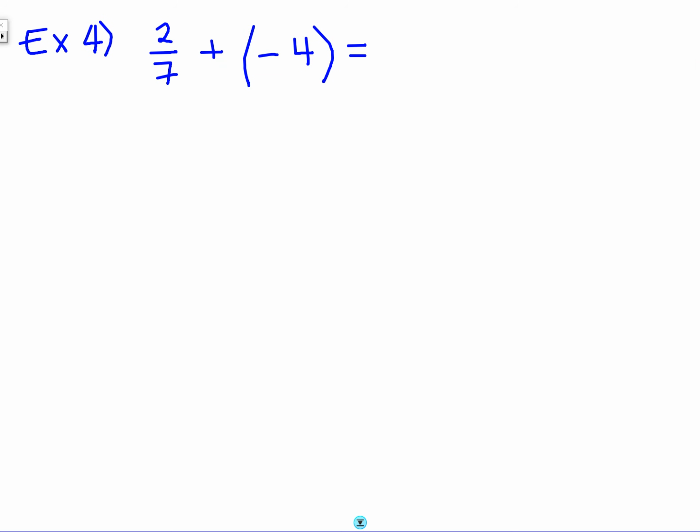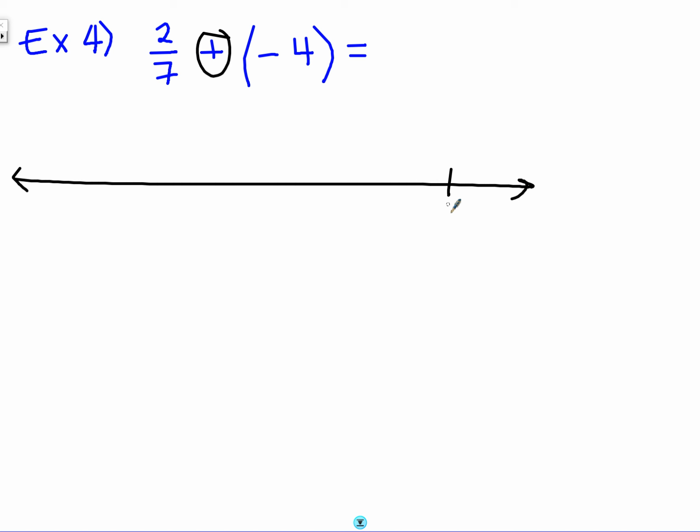I'll do one last example because I know these can be tricky. This one is already addition. Here's my number line. I'm starting at 0, going to negative 4. The number that would be before negative 4 would be negative 3, and the number after negative 4 would be negative 5.